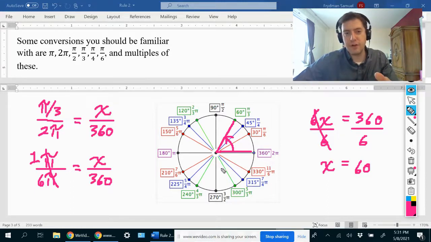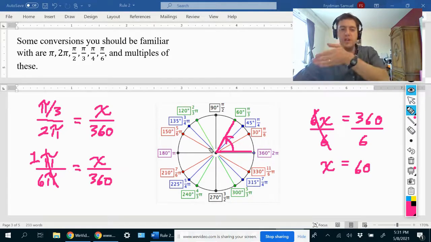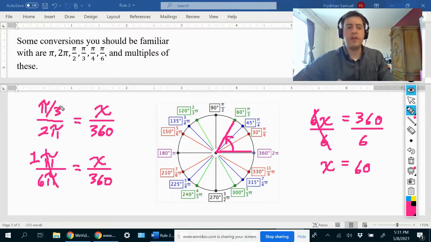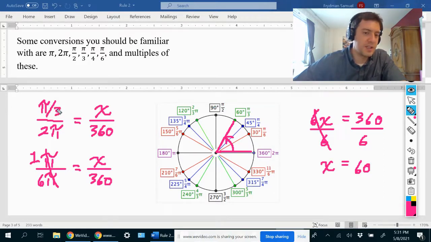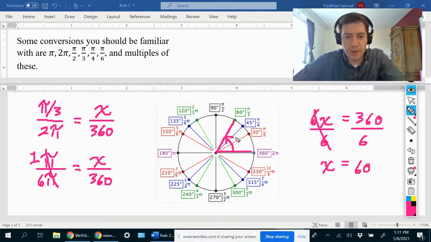I'm not going to do that for every one of these, but I just wanted to give you one example of how you could use a proportion to convert from radians to degrees when the angle in radians was in the form of a fraction. Just remember that you can take this denominator here and bring it into this denominator. Just multiply this by this coefficient over here. So anyway, pi over 3 is 60 degrees.